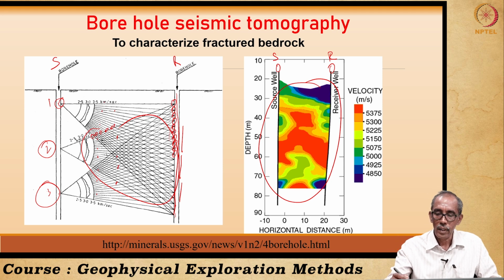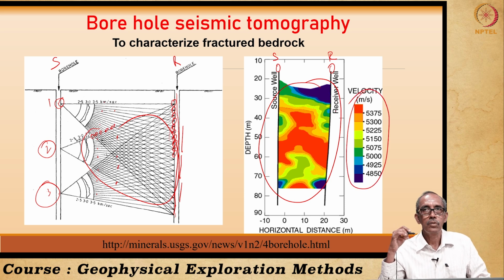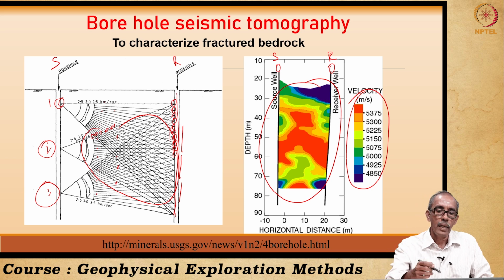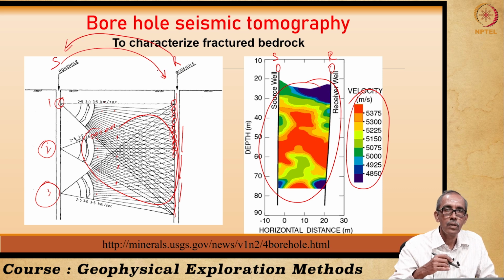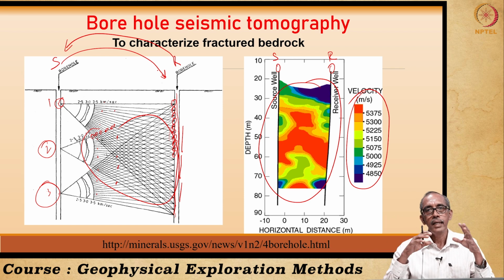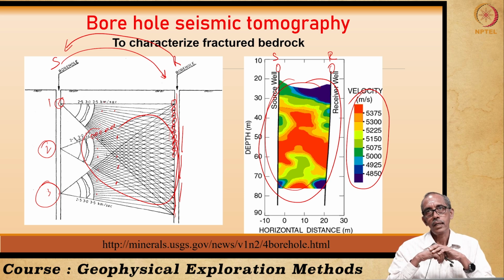From that we can plot a nice diagram showing how the shear wave velocity varied between these 2 boreholes. And we can also repeat by interchanging the receivers to this hole and source to the other hole. So, we can again take the average. So, this is how this cross section can be improved further.